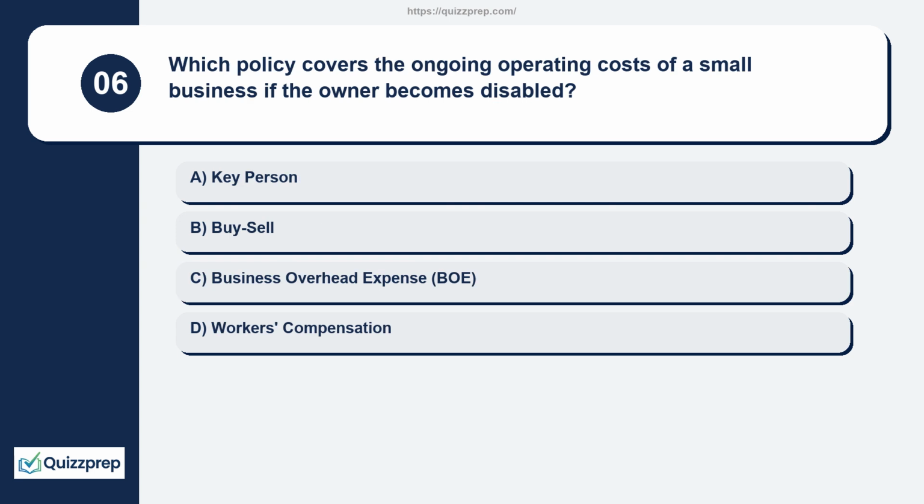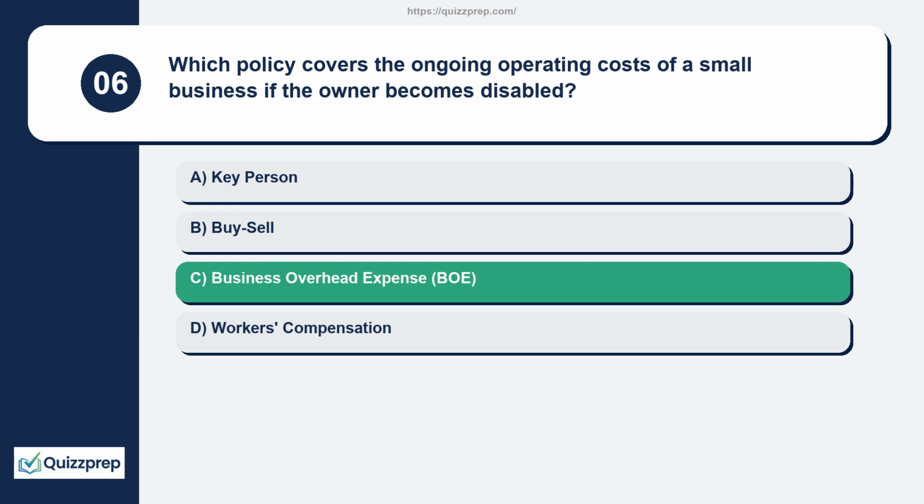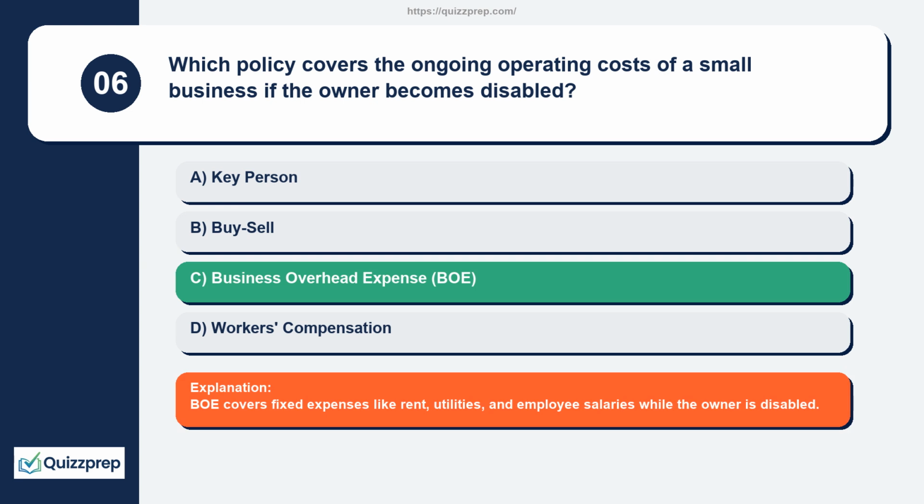Question 6. Which policy covers the ongoing operating costs of a small business if the owner becomes disabled? Key person, buy-sell, business overhead expense, BOE, workers' compensation. BOE covers fixed expenses like rent, utilities, and employee salaries while the owner is disabled.